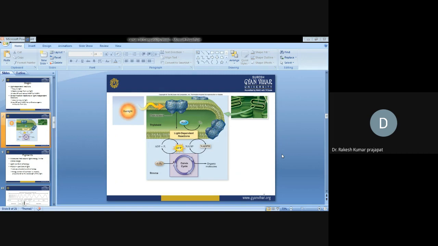Here you can see that during the light reaction, the water molecule is broken down and the electrons are utilized by NADP and reduced into NADPH2, and oxygen gets liberated. During the Calvin cycle, the same ATP and NADPH2 are utilized to reduce the CO2 and water into the carbohydrate molecule.